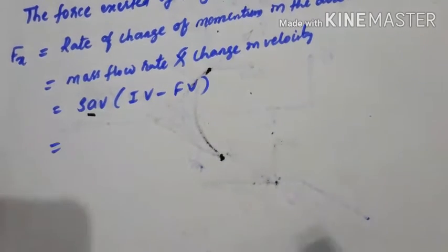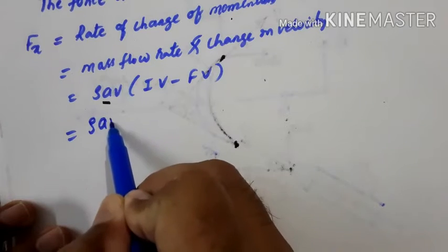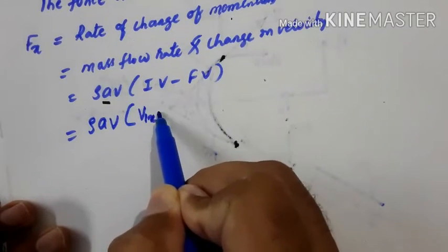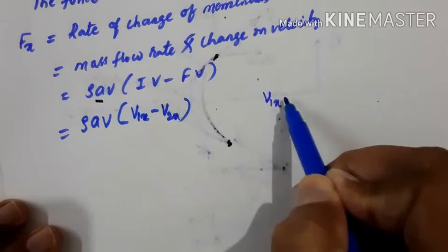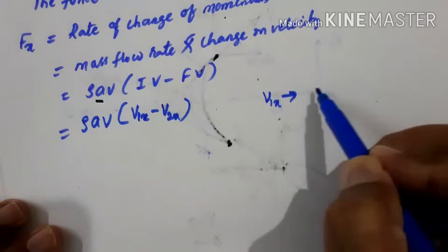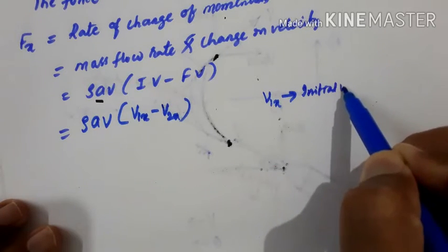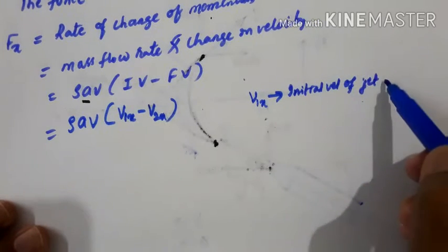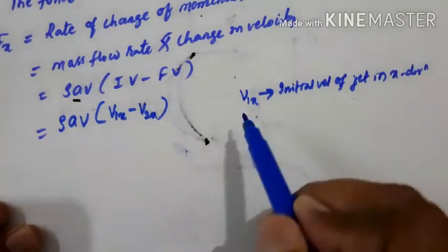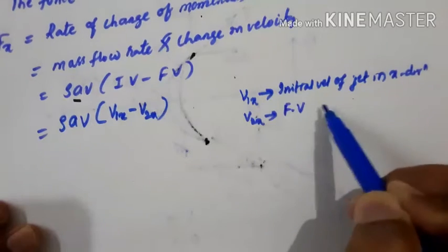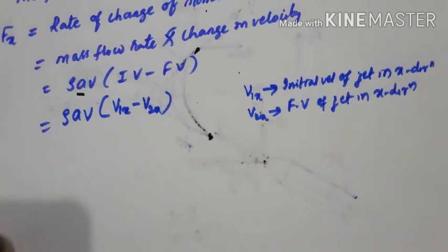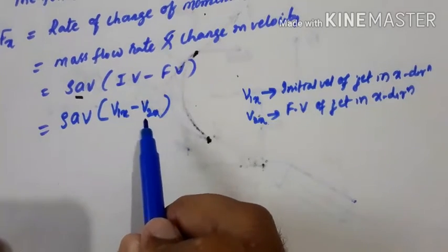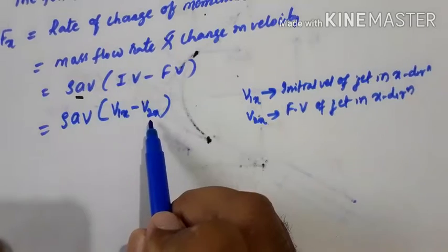Now I can write this again: rho a v into v1x minus v2x. What does v1x represent? v1x represents the initial velocity of the jet in the x direction, and v2x represents the final velocity of the jet in the x direction. Since we want the force in the x direction, we have to take the initial velocity in the x direction as well as the final velocity in the x direction.